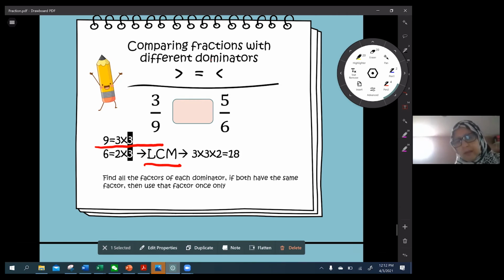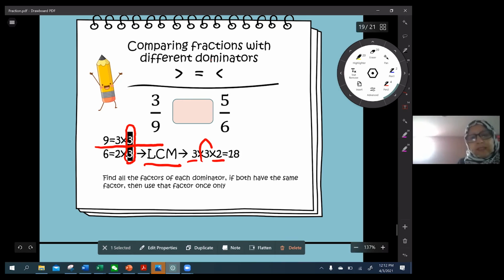Very good. So now we see the 3, they both have 3 one time. So we're going to only write this one time. So we're going to do 3 times 2. They both have 3 and 2. But they both have 3, so we're going to just write these 3 once.